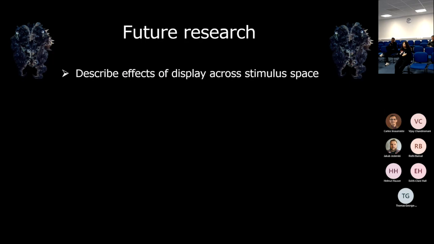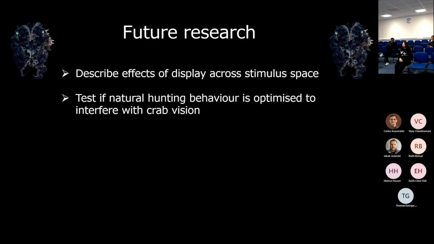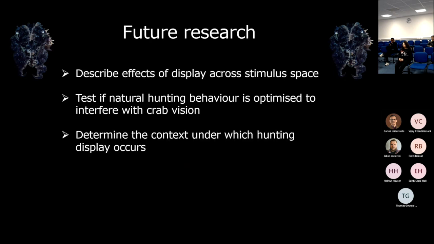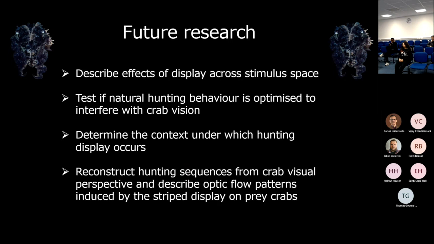So we're keen to do more crab experiments to really describe the effects of the display across the stimulus space. We want to look at natural hunting behavior to see whether it's optimized for crab vision. We'd also like to look at the really fine scale context that they do this hunting behavior. And we're also keen to reconstruct these hunting sequences from our stereo video sequences to get the three-dimensional interactions and maybe recreate the field of view of the crab. But one of the things that we then get from this is nice three-dimensional information of these sort of soft robots going about this very complicated hunting behavior, which could be of interest to some of the roboticists here.